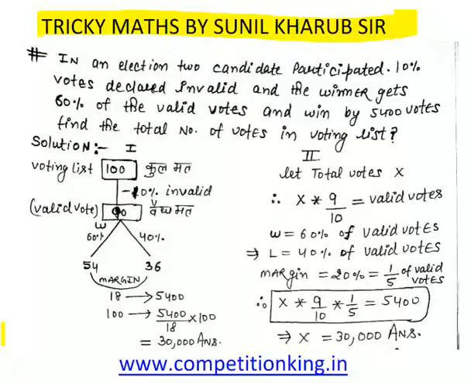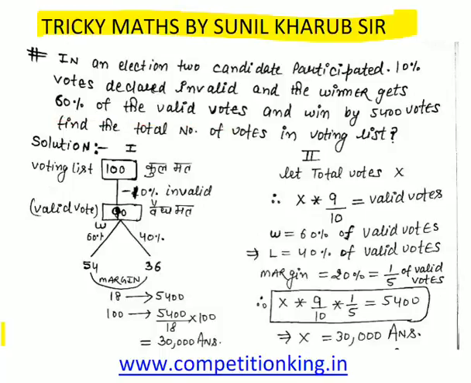Now students, we will move to our second type. Second type means what is given in percentage of valid votes. See here, 60% of the valid votes.